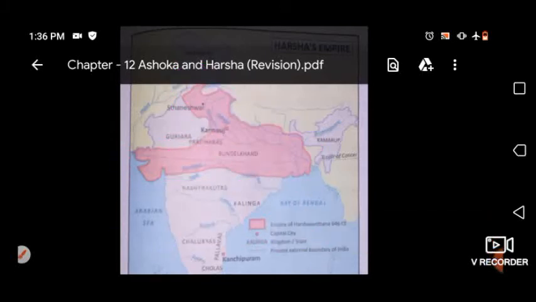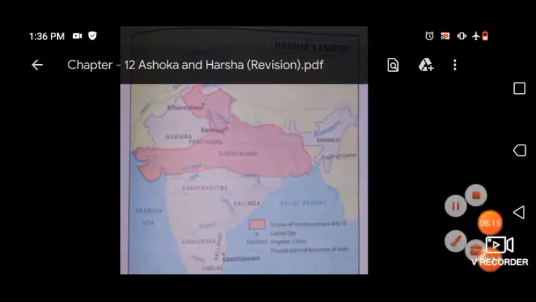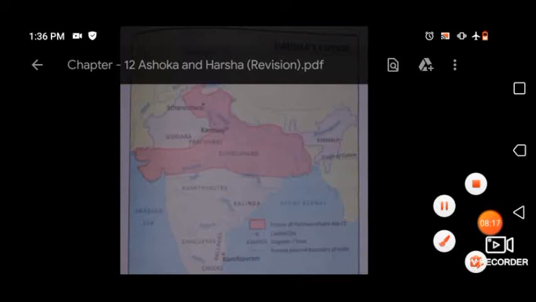Harsha fought many battles over the next few years, extending the boundaries of his kingdom, and by extending its boundaries, he built a large kingdom like this, as you can see on your screen.